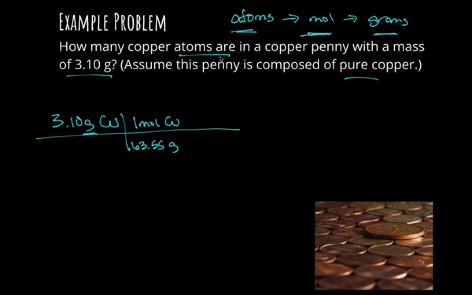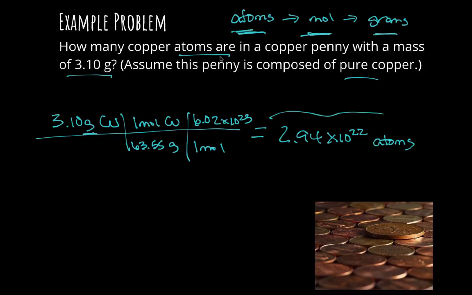Now we want to go from moles to atoms. So 1 mole goes on the bottom, and that's where we use our 6.02 times 10 to the 23rd. So multiply across, divide top to bottom, and we get 2.94 times 10 to the 22nd atoms. Again, 3 sig figs in the original number, 3 sig figs in our answer.